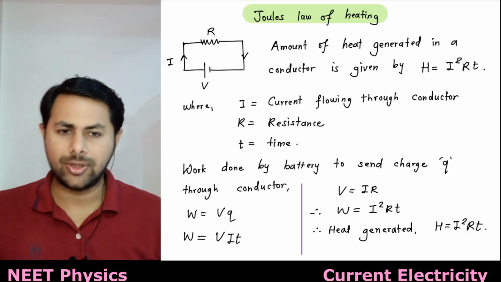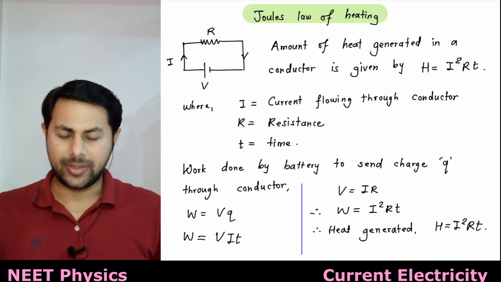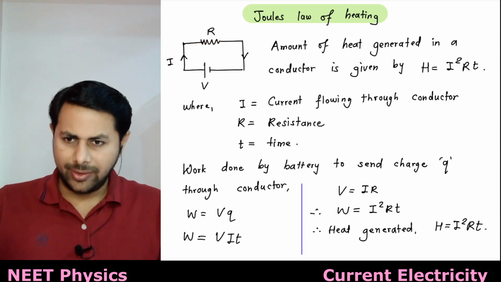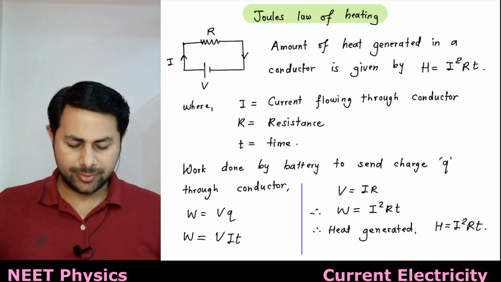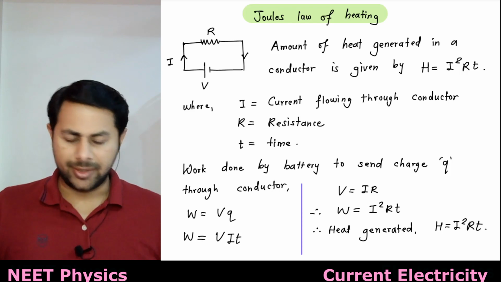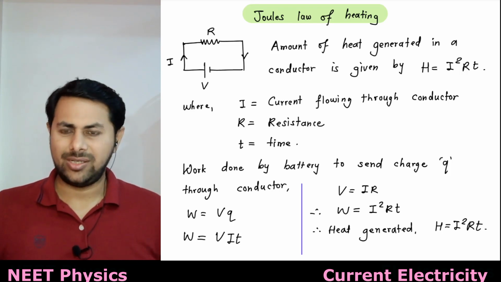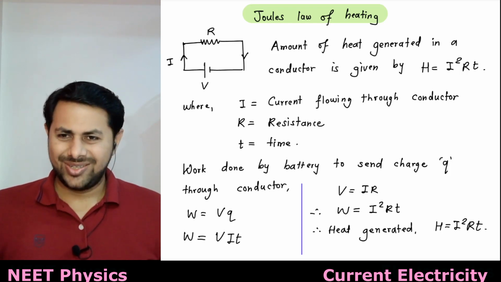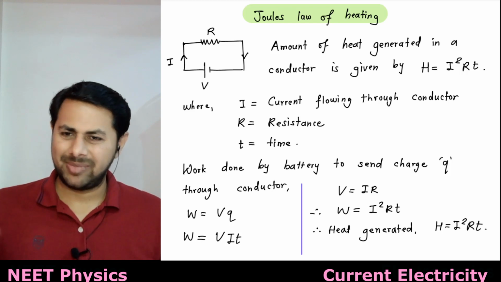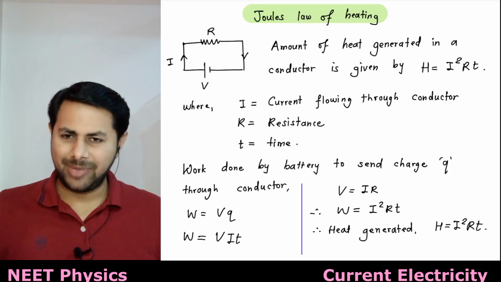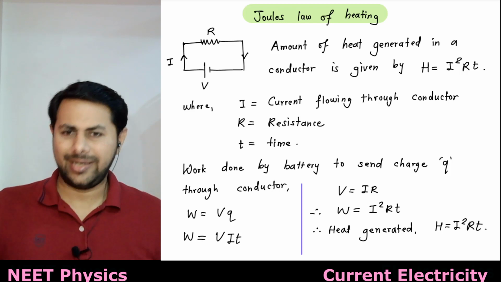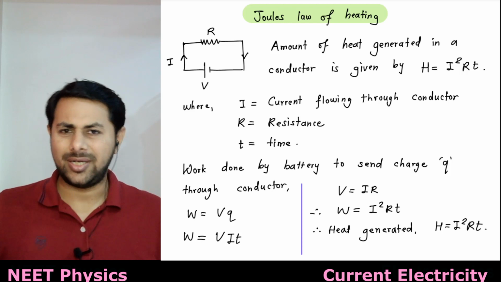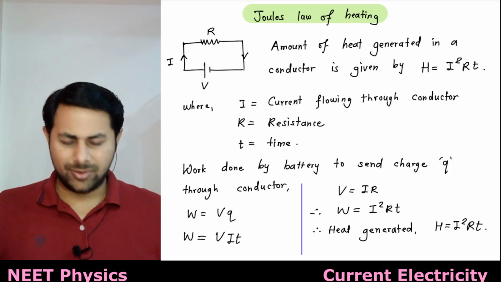Next topic is Joule's law of heating. Okay, Joule's law of heating. So when you connect a wire to a battery, or you connect a bulb to a battery, what happens? After some time you can see the wire will become hot, or the bulb will become hot, right? So suppose a bulb glows for some time, it becomes hot. So what does that mean? The electrical energy gets converted to heat energy. Okay, electrical energy gets converted to what? Heat energy, right?